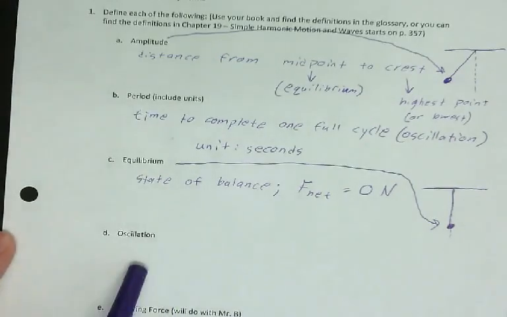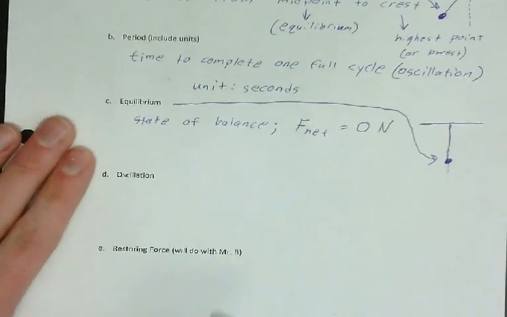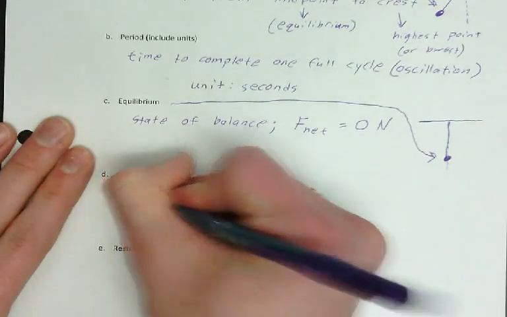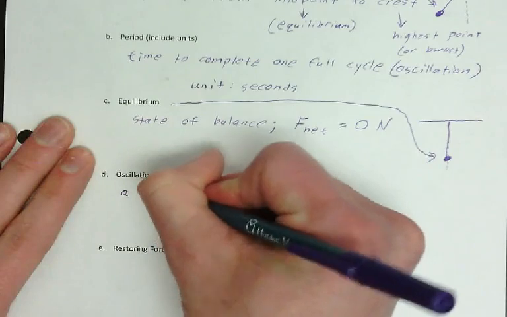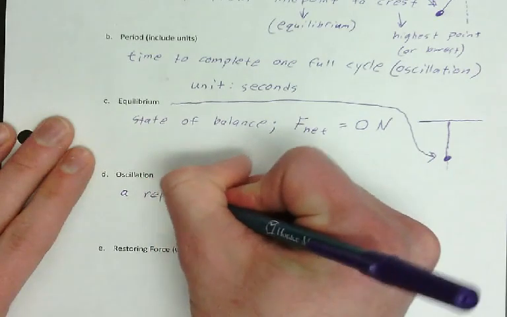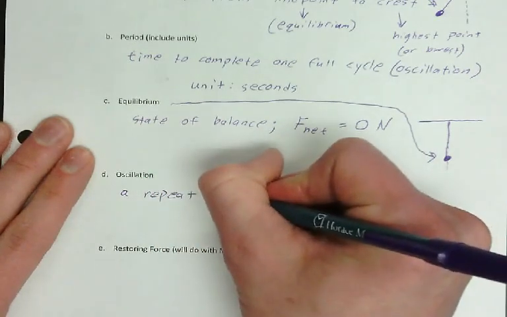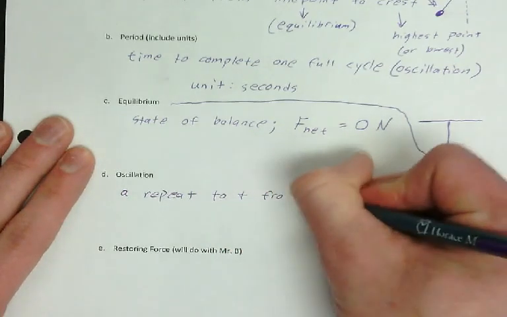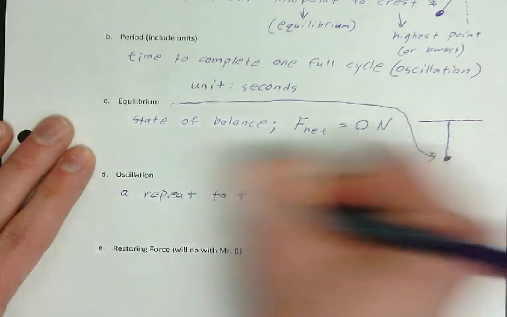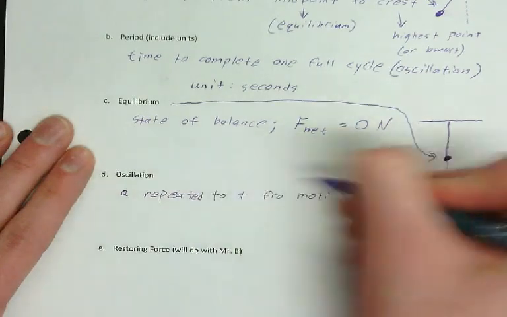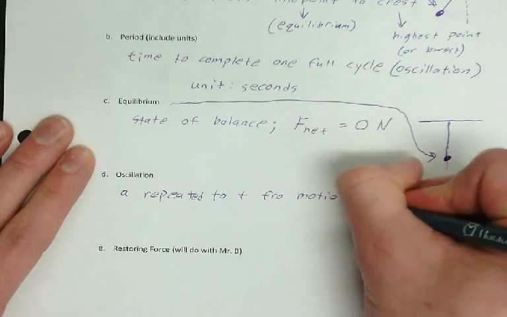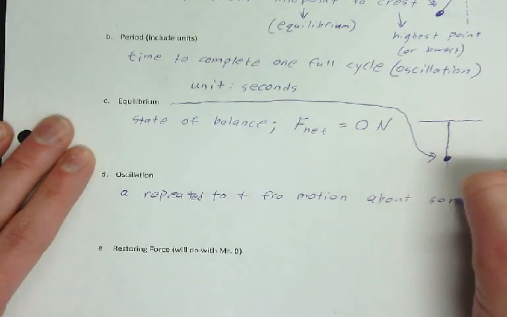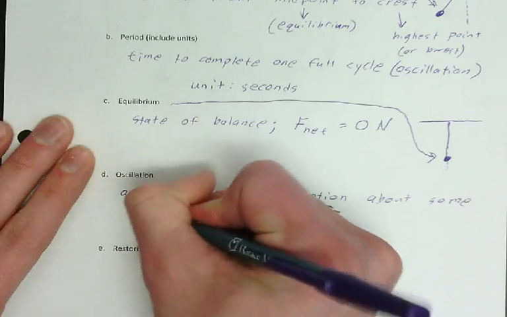D, Mia, what about that one? Oscillation. I put standard vibration when feeding to and fro motion about an equilibrium position refers to periodic motion. Good. So it's a repeated to and fro or back and forth about some equilibrium.